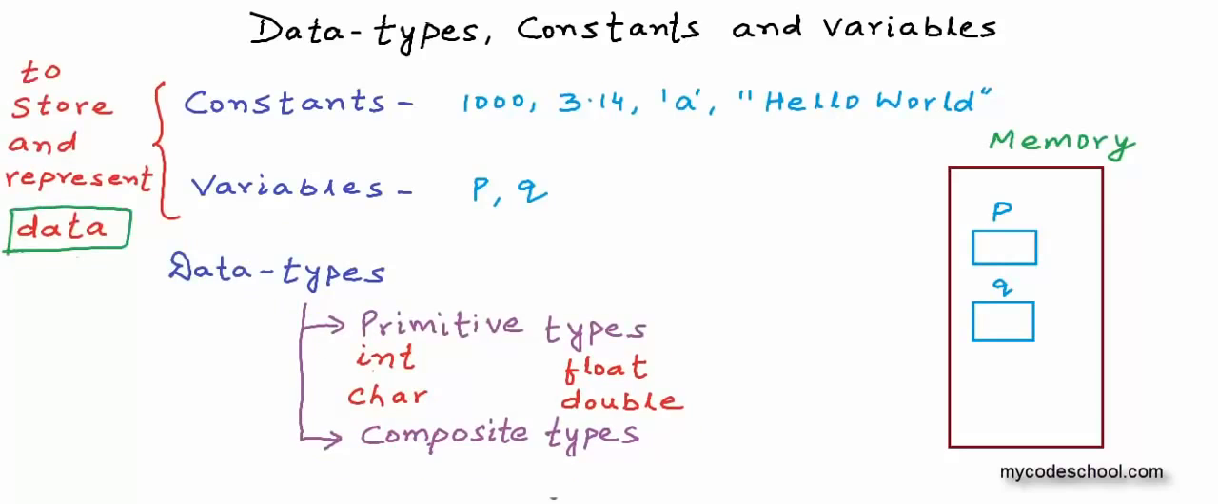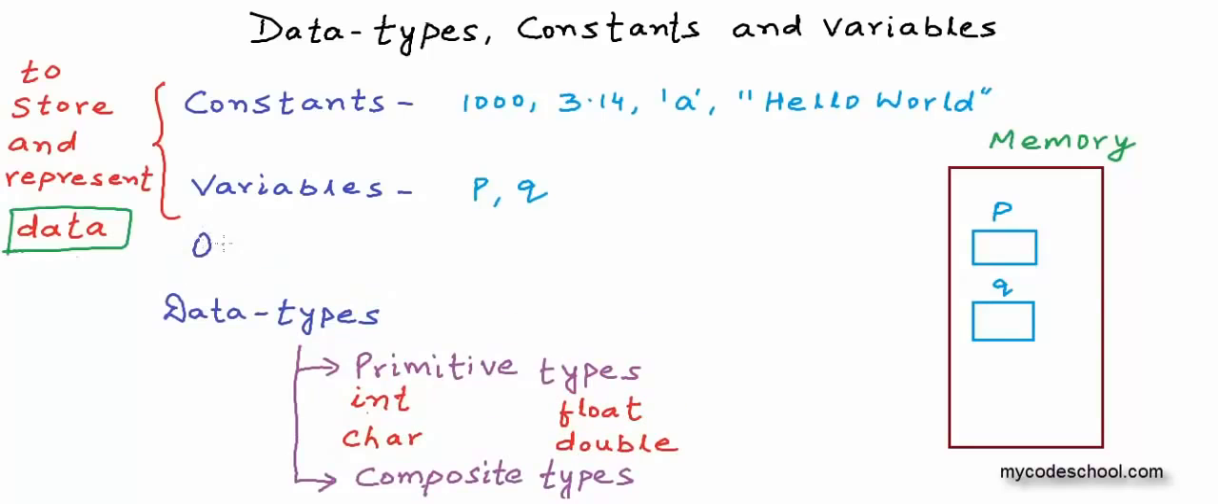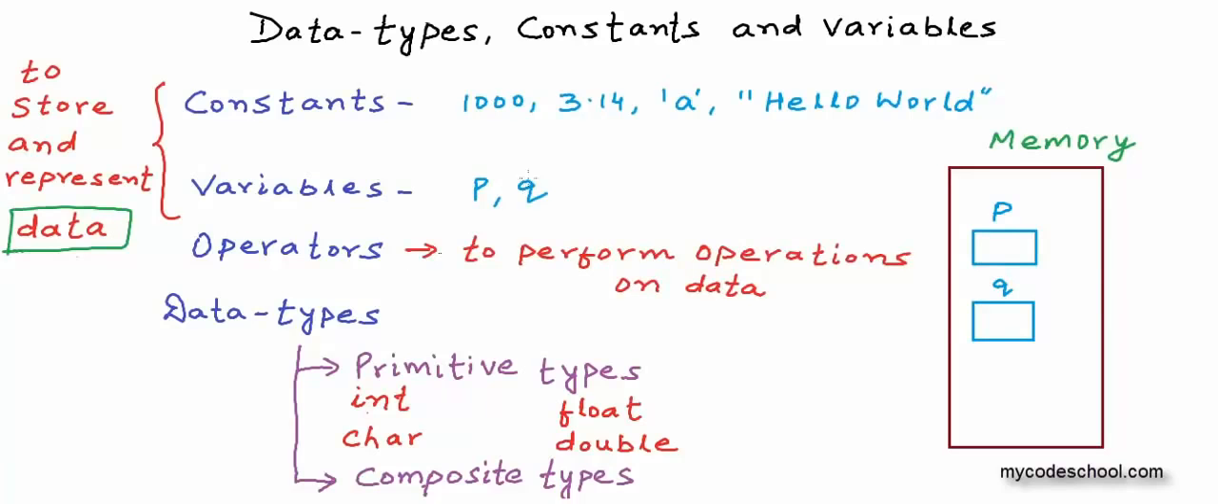There is one more building block that we need to know about, and then we can go ahead and write some programs to perform some real computations. We must know about operators. Constants and variables are means to store and represent data. Operators specify what to do with data, what operation to perform with data. I will list down some of the operators. Operators are also of different types.